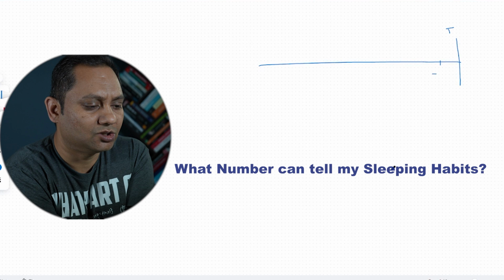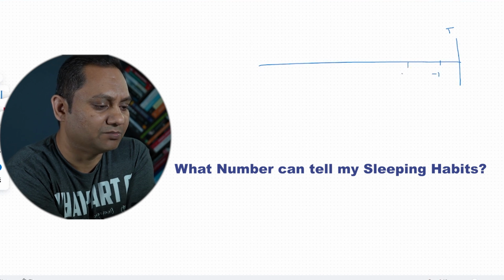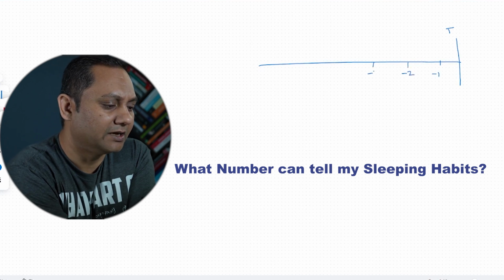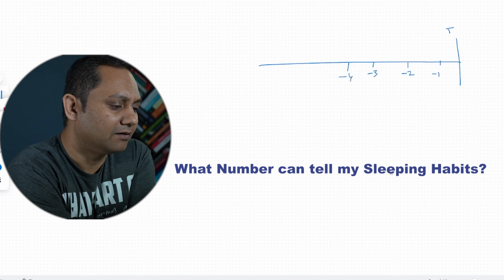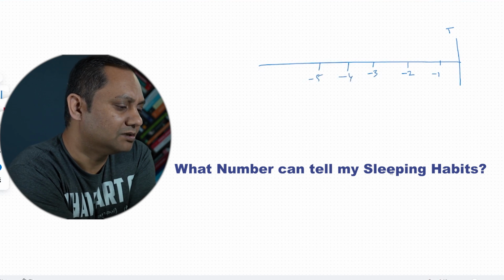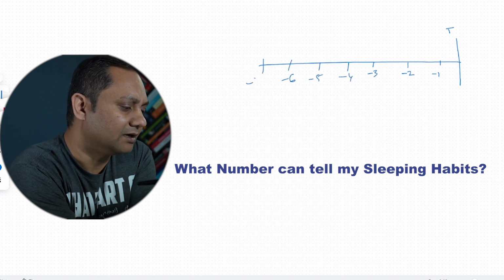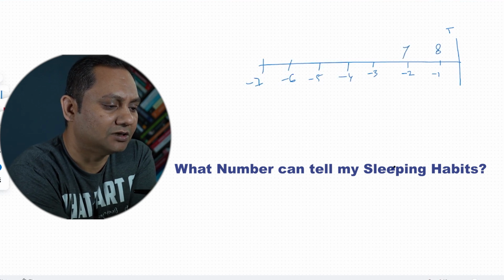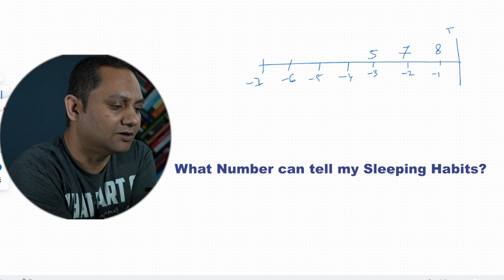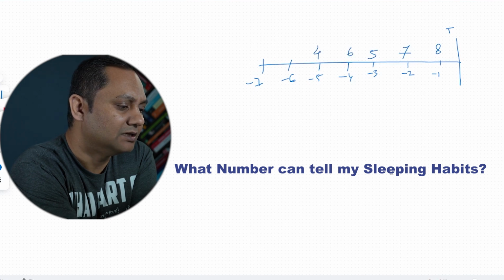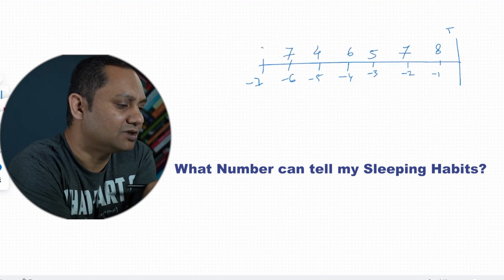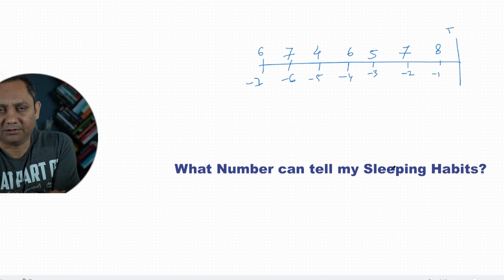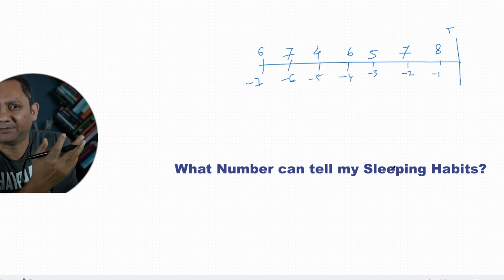So the idea is you have today, this is 1 day back, this is 2 days back, this is 3 days back, 4 days back, 5 days, 6 days, and 7 days back. Now suppose I slept 8 hours here, 7 hours here, 5 hours here, 6 hours here, 4 hours here, 7 hours here, and 6 hours here, right? In this example, if I am asked what number I can give that would represent my sleeping habits?